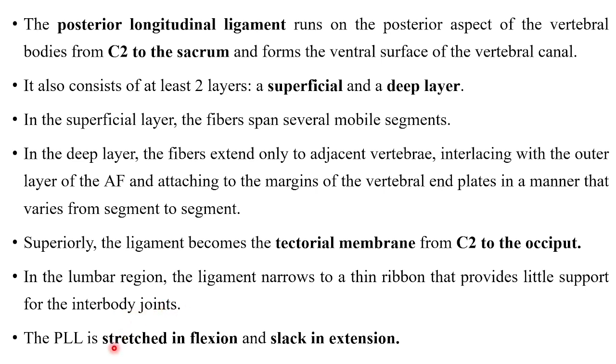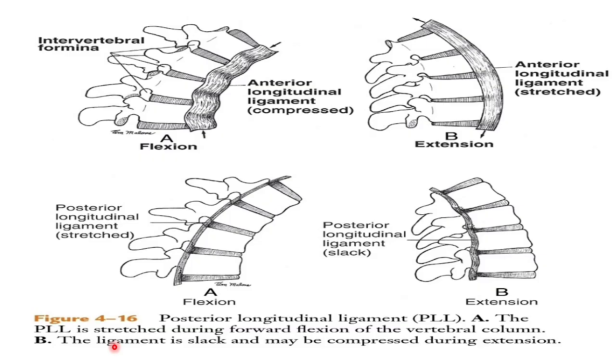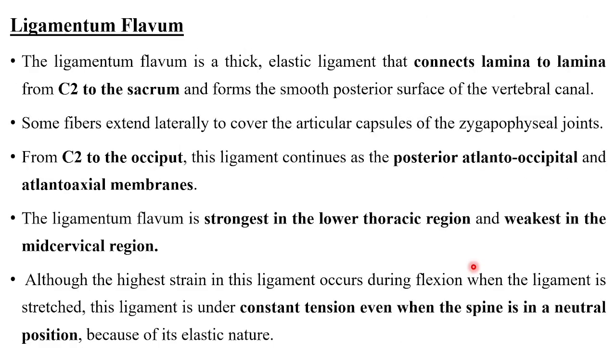The posterior longitudinal ligament is stretched in flexion and slack in extension. In this diagram, you can see that during flexion, the posterior longitudinal ligament along with the other ligaments will be stretched, and during extension, this posterior longitudinal ligament will be slack. Next ligament is your ligamentum flavum.